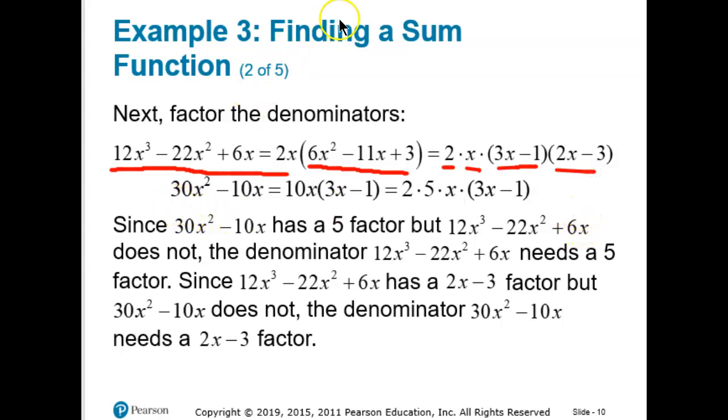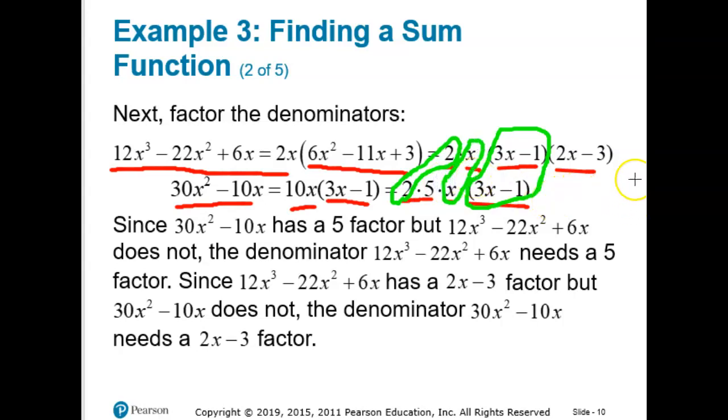Let's take a look now at 30x squared minus 10x. It has a common factor of 10x, which means we have 3x minus 1. 10x can be rewritten as 10 times 5 times x times a quantity 3x minus 1. Now, what is common to both of them? We know that one thing in common is this 3x minus 1. And we know that there's a common 2. And we know that there's a common x.